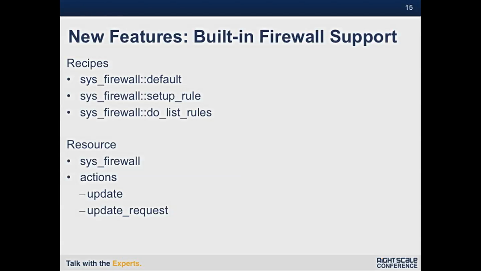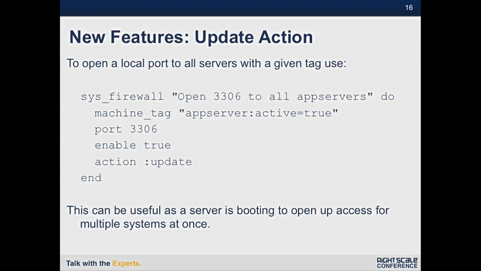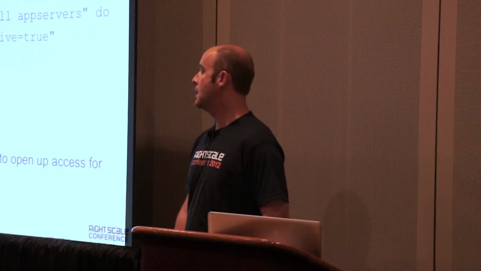But really the meat of this cookbook is in what's called a lightweight resource, the Sys Firewall Resource. This simple resource has 2 actions, update and update request. The update action is used to manipulate the ports on the current server that runs this statement. So this is an example of a piece of Chef recipe code. This is a Chef resource call in a Chef recipe, and it's best read backwards. So on the Sys Firewall resource, we're calling the update action. We're going to enable the port, so open port 3306 on all servers with the machine tag app server active true. So basically we're going to be opening up our 3306 port to all the application servers with this tag. And we use this on our database manager.